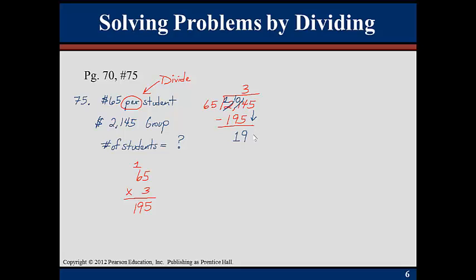Drop down the next digit, which is 5. So we know 65 goes into 195 3 times. And we have a remainder of 0. So how many students are part of the group? 33 students.